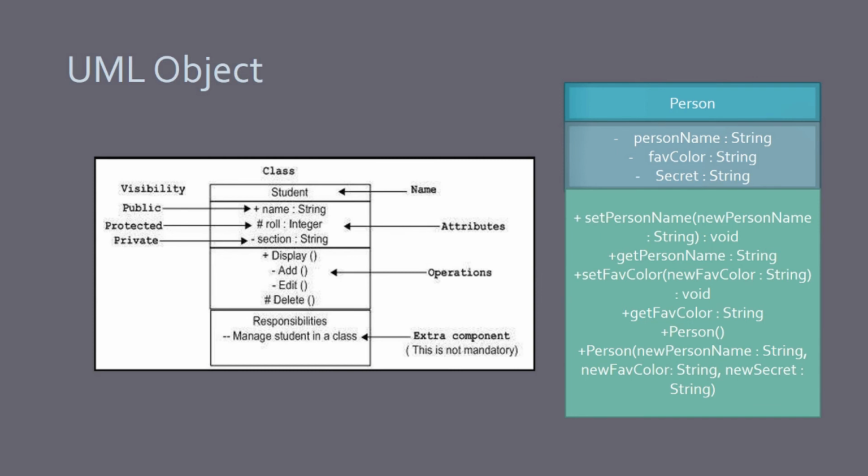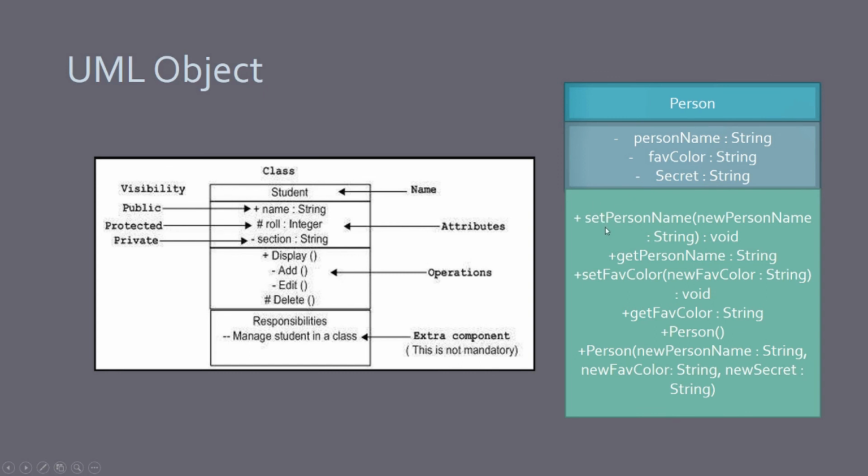Now, the top section, under the class name, is a list of all our data elements, our class fields or attributes. So in our case, we had personName, and that's a string. We had the favColor as a string, and the secret is a string. That should have a lowercase s, sorry. But each of those are private, so the minus sign is set here that way.